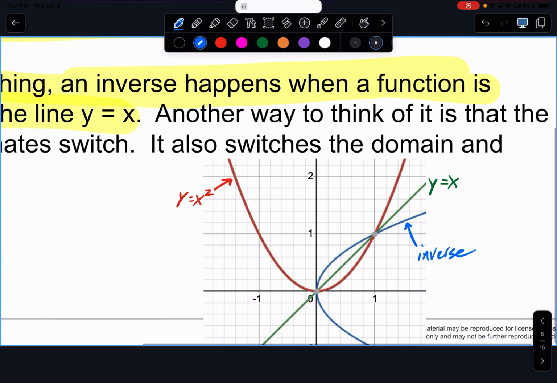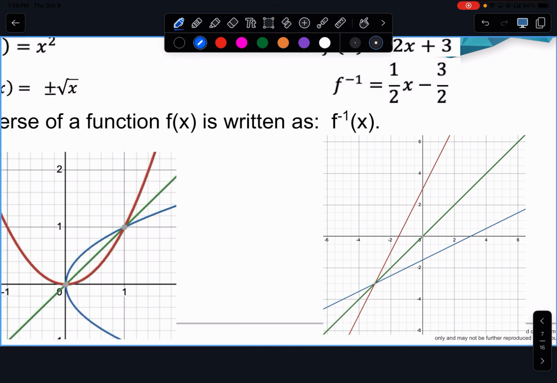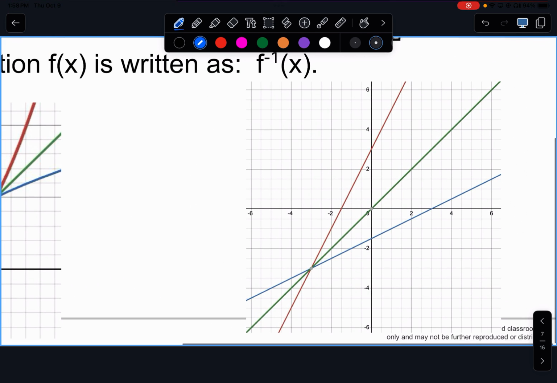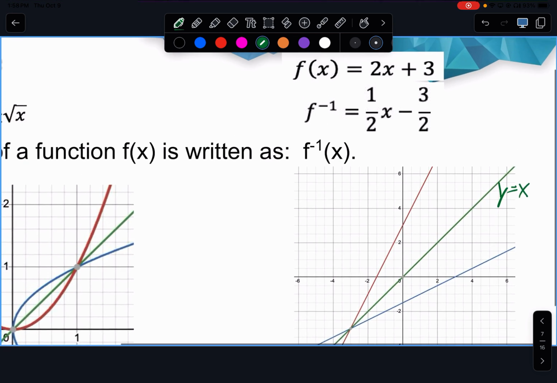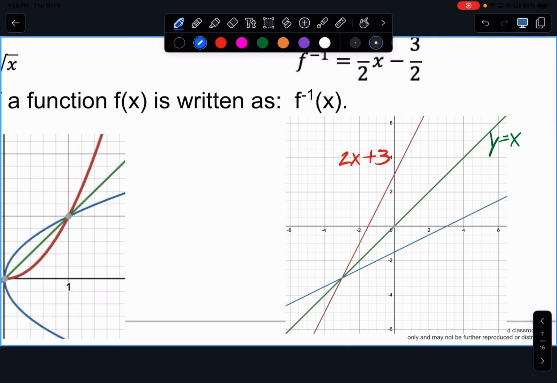Now, we're not going to work with these very much. Don't worry too much about all those curvy lines and things all over the place. This one is a little bit more friendly. This is the graph that we're going to focus on a little more. It's the one on the right. Again, you have that green diagonal line, that's y equals x. Our red line is our original function, which is 2x plus 3. And the blue line is our inverse.